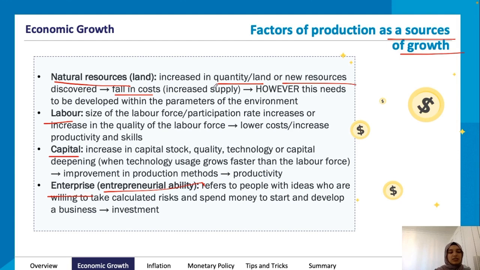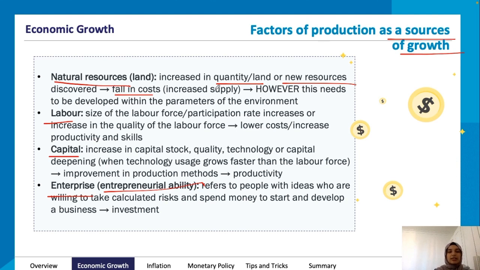A lot of criticism that Australia gets surrounds the idea that, yes, we have a lot of resources in the land, but we are digging things up and causing a lot of issues, making fossil fuels increase, which is not great. So a lot of people are calling on Australia to offer more renewable sources of energy. Labour: the size of the labour force, participation rate increases, or an increase in the quantity or quality of the labour force. So lower costs, increased productivity and skills. Those are things we can get out of the labour component.